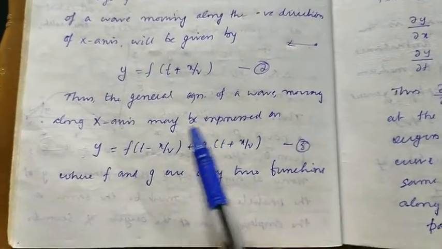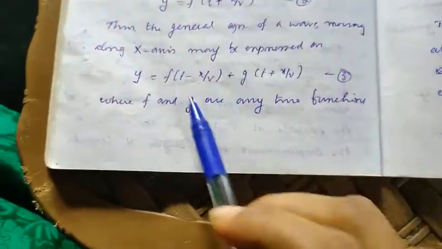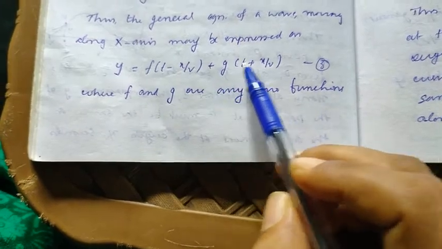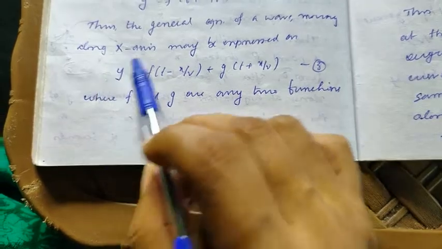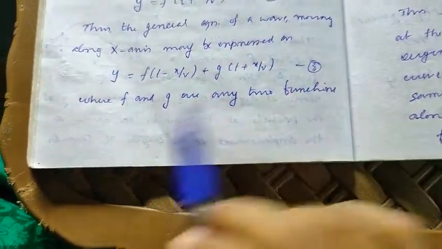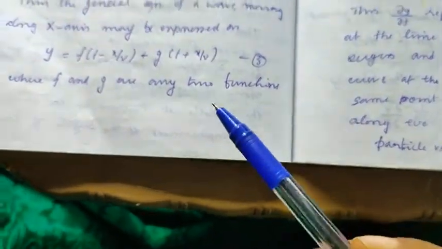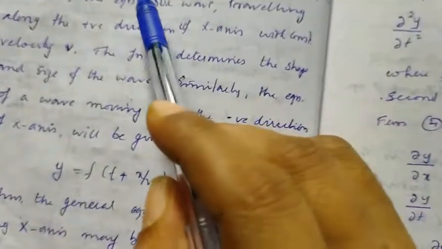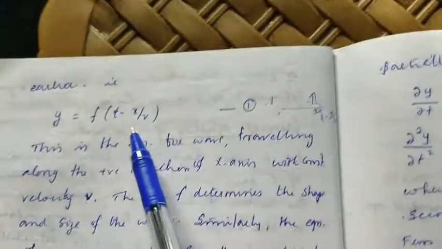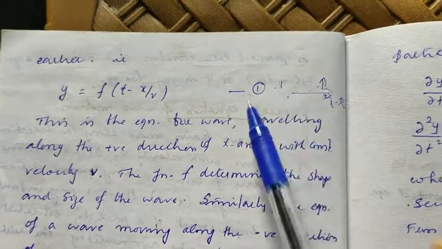This general equation of wave moving along the x axis may be represented as y is equal to f of t minus x by v plus g of t plus x by v. So this is the general equation of wave. f and g are any two functions. This can be any two functions which depend on time and velocity. So if we are differentiating equation 1, this is a general representation of wave traveling along the positive x direction.